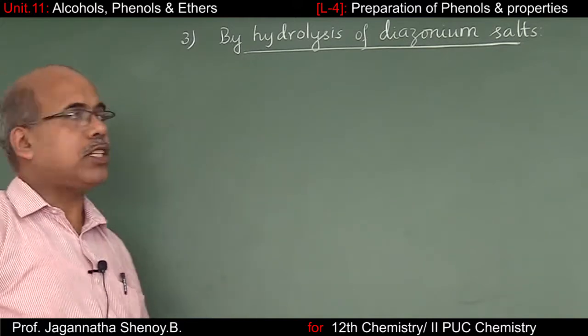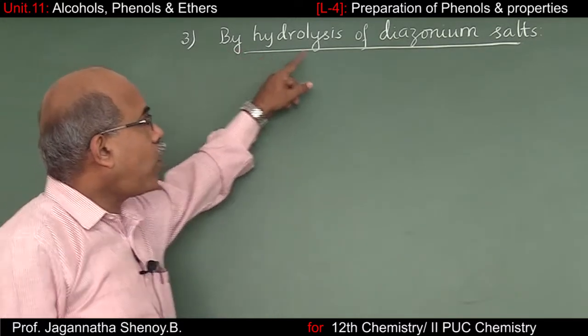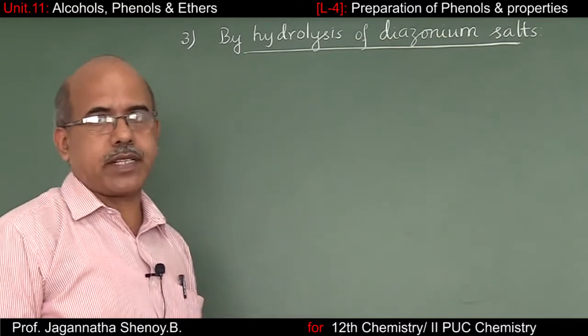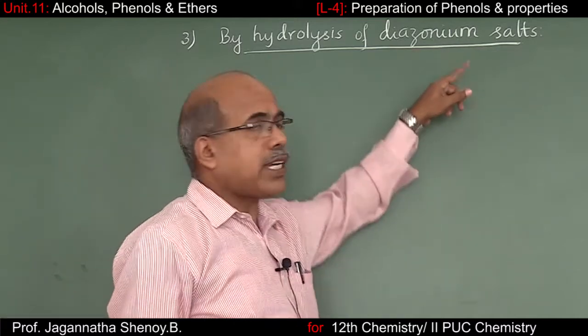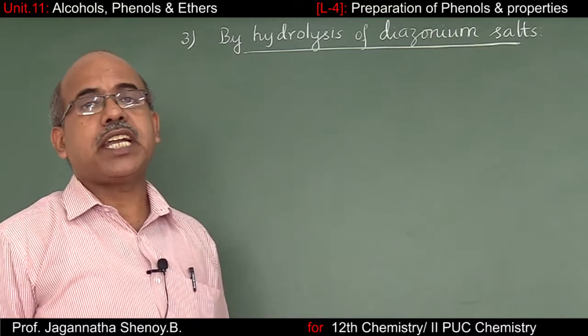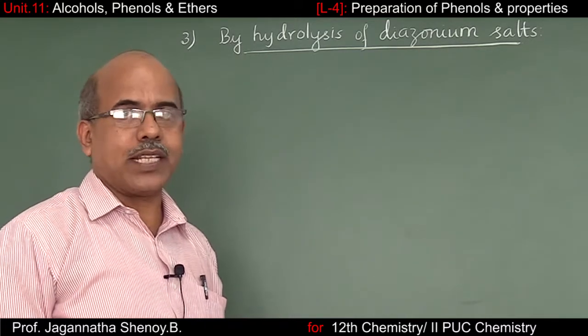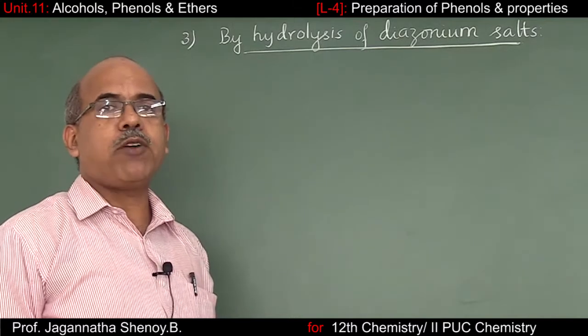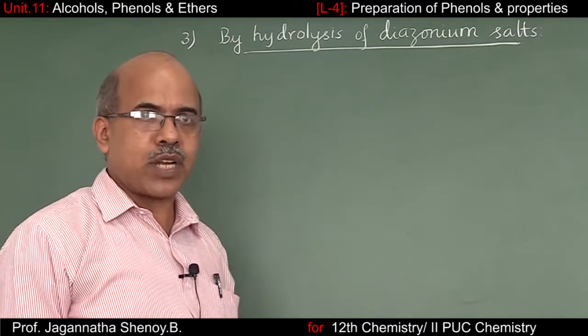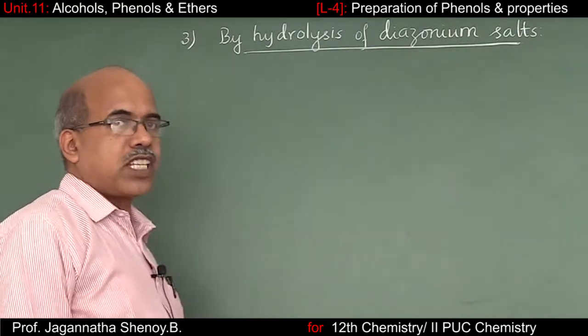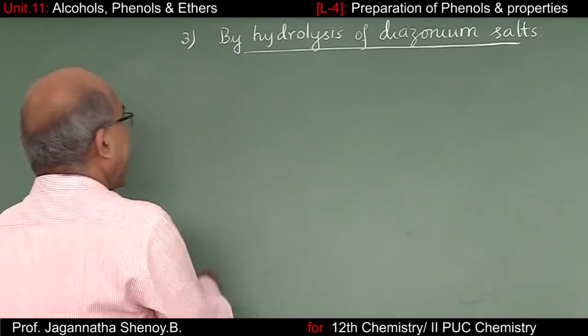Third method of preparation is by hydrolysis of diazonium salts. And how do we get diazonium salts? We have studied under the haloalkane and haloarene chapter a reaction called diazotization. So we shall quickly recall that particular reaction.